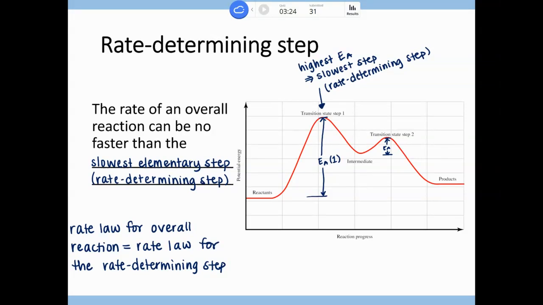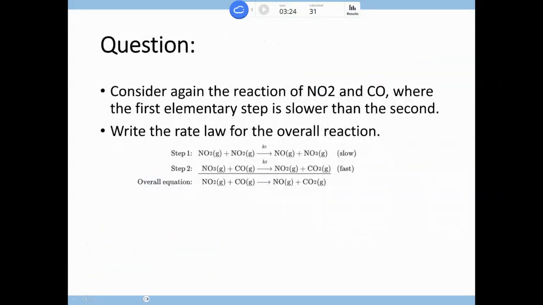So you can tell, based on this diagram, that the first step is the rate determining step. So if you were given a diagram and you have two different transition state energies, two different activation energies, you can identify the slower step, you can identify rate determining step. So that's one way. The other way, on the next slide, is to be told which step is slow and which step is fast relative to each other.